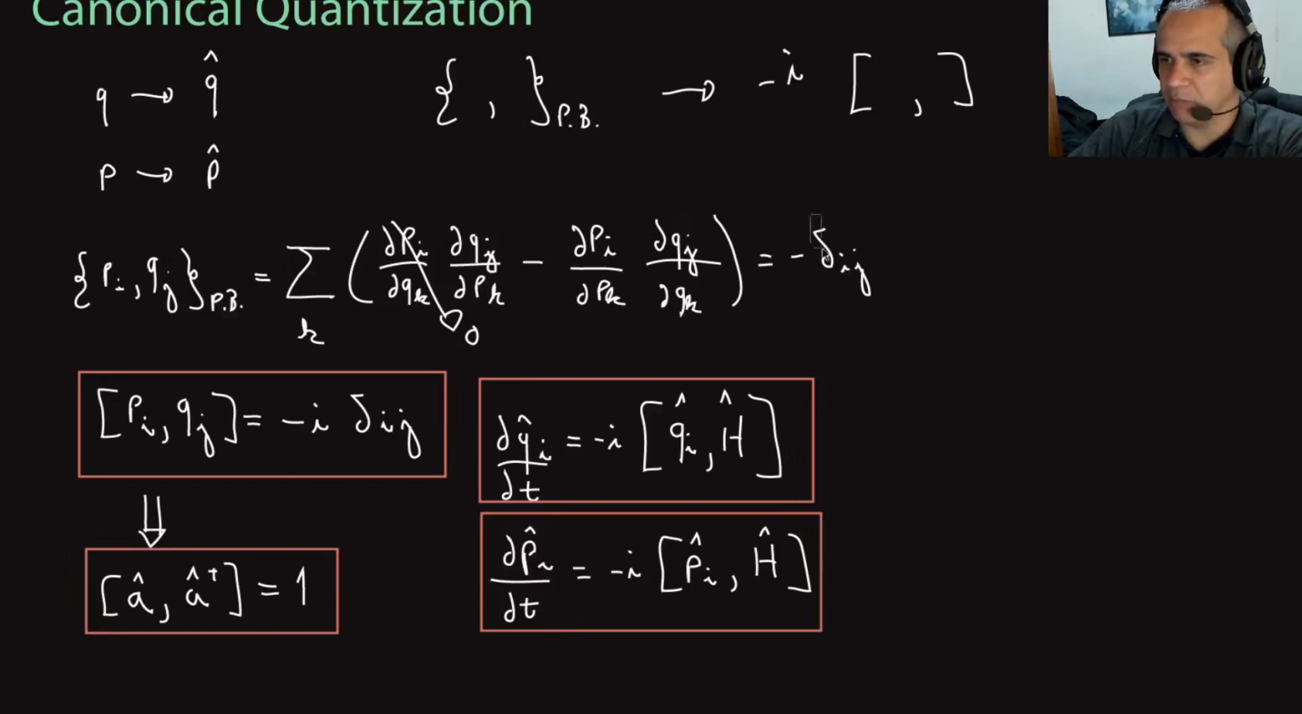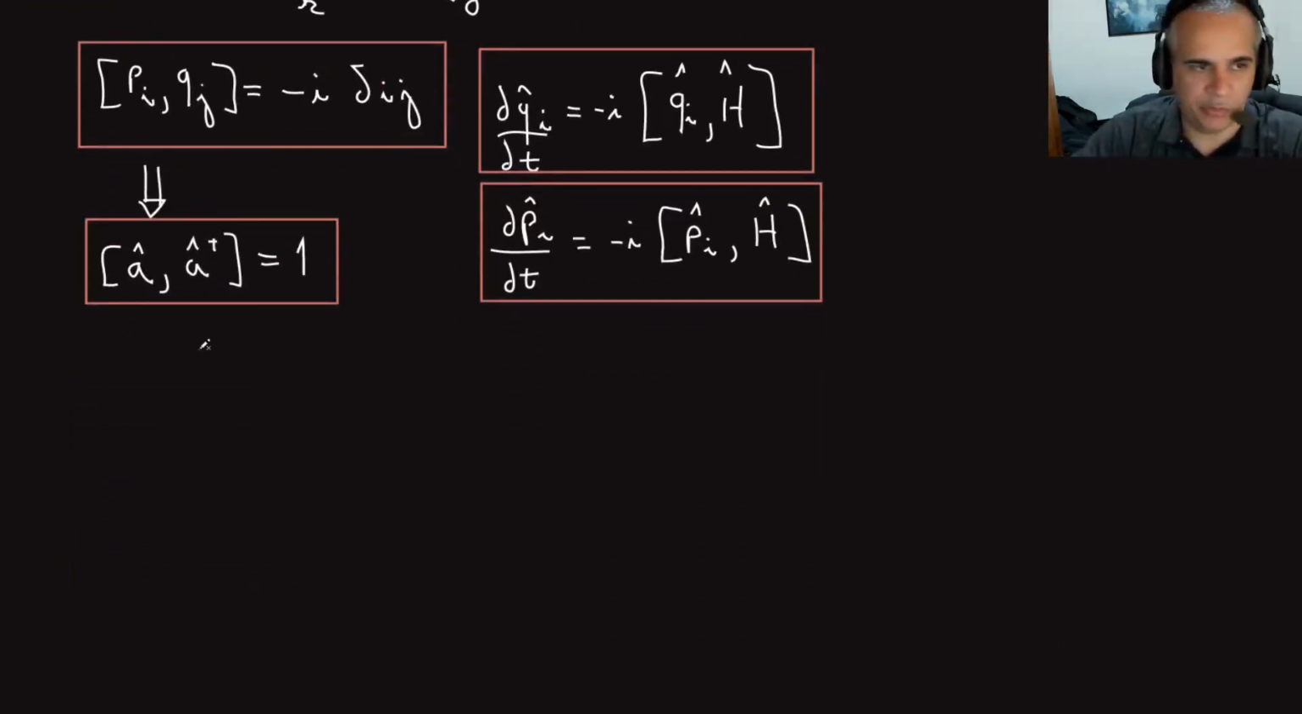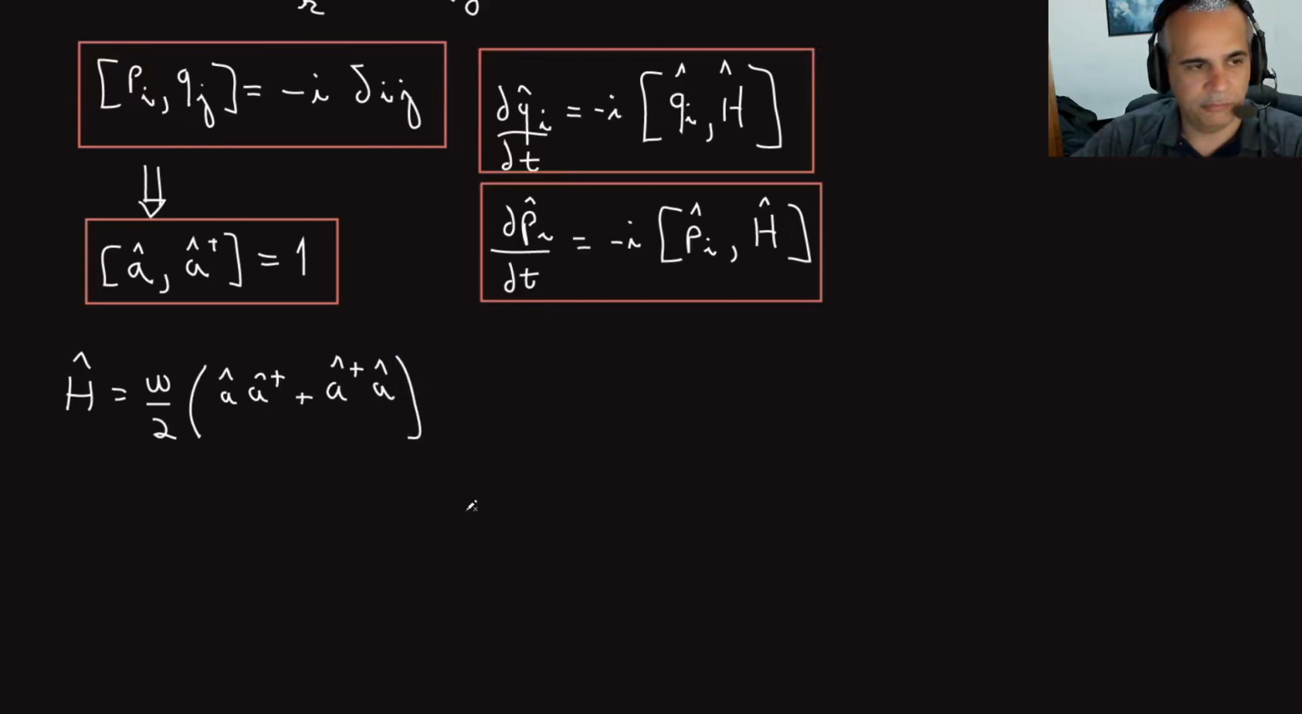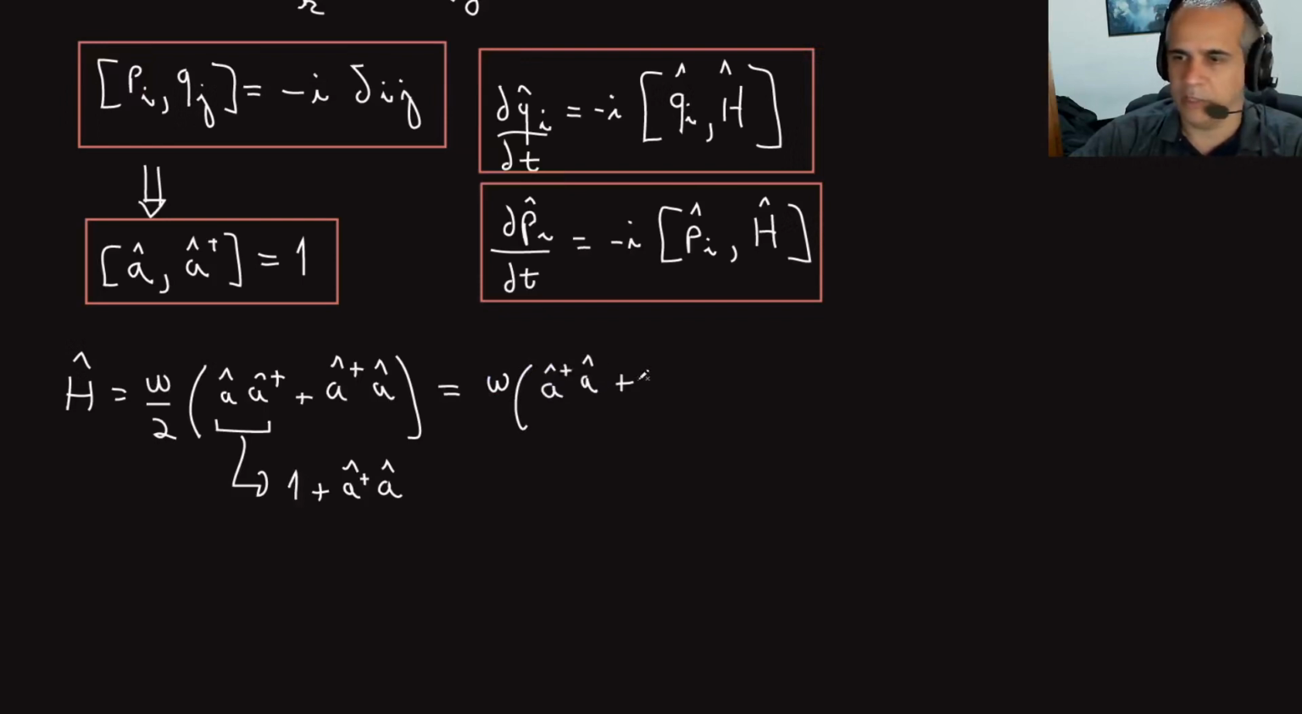So just to remember some main consequences of quantizing the harmonic oscillator, we can rewrite the Hamiltonian. If you remember well, I had already written that the Hamiltonian was just omega over 2 times (A A dagger plus A dagger A). I did that a few minutes ago. I can use this commutator to rewrite this as just 1 plus A dagger A, put that factor half inside, and I get omega times (A dagger A plus a half), right?